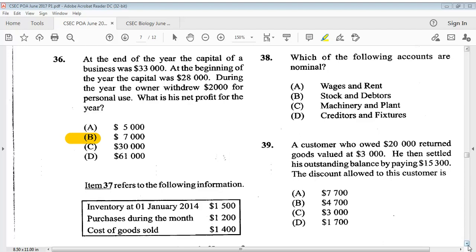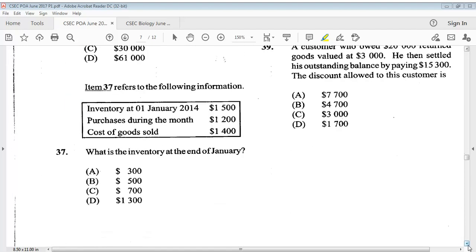Let's go to 37 now. Item 37 refers to the following information. Inventory at the 1st of January 2014, $1,500. Purchases during the month, $1,200. Cost of goods sold, $1,400. Now, some of you may recognize that this question is a repeated question. So it says, what is the inventory at the end of January? So our opening stock, 1,500. We add purchases, 1,200, that's 2,700, and then we deduct our cost of goods sold, $1,400. So that's left with D, 1,300.